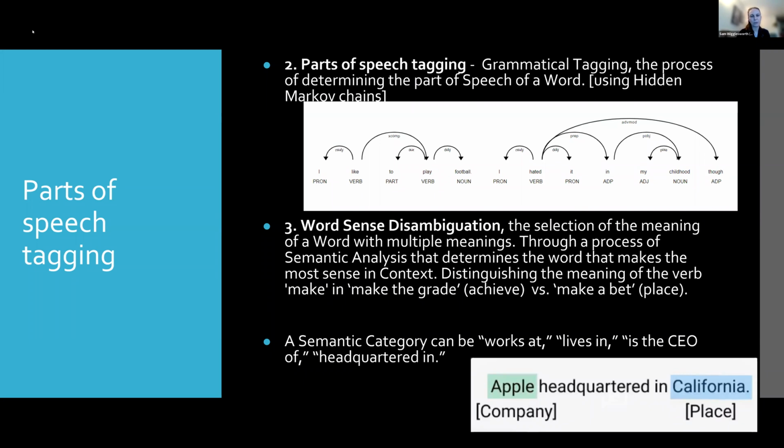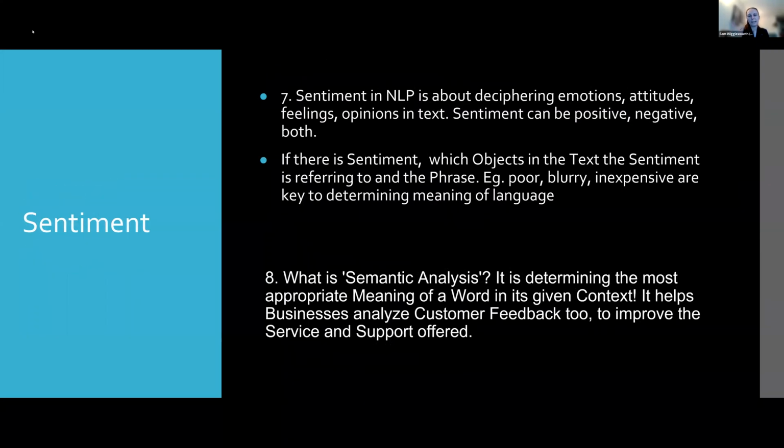And I'm just going to move on to talk very quickly about sentiment. Sentiment in NLP is another area that we often see being analyzed as an output, but also trained on. And that's about deciphering emotions and attitudes and feelings and opinions in text, whether sentiment is positive or negative, and obviously objects within text that detect sentiment, okay? And analyzing that output as well, understanding context so that you can give feedback to customers in the right way, for example, or support to customers in a service environment, okay?